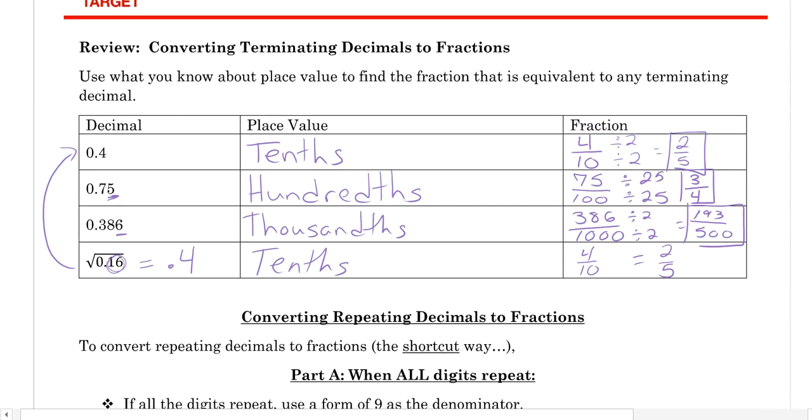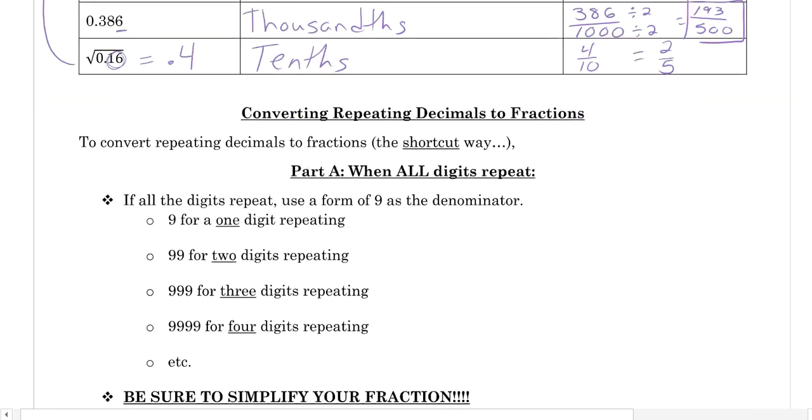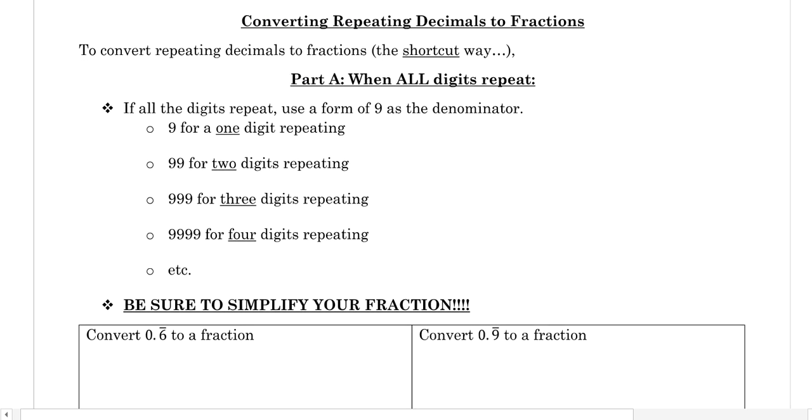So hopefully that was review and you remember doing that in years past. Our new portion for this target is converting repeating decimals to fractions. Now I'm going to be showing you a shortcut way to make this all work. There is definitely a longer mathematical process to this. However, for the purposes of what we are going to get to, we really just need to know those shortcut ways. I might post a video for people who are interested in learning that longer way later, but for right now, we're just focusing on our shortcuts.